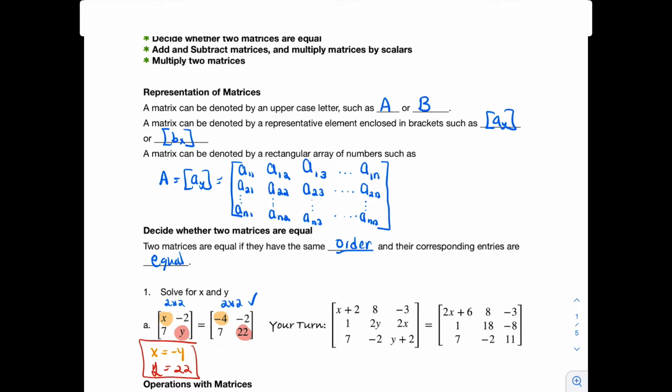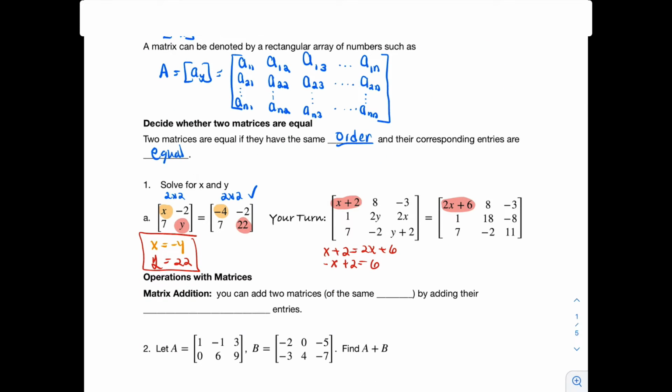You try the next one. Solve for x and y, given that these two matrices are equal. So I can start by taking x plus 2 and setting it equal to 2x plus 6. Get x is equal to -4. Or the other one, you had a 2x in there, you could have said that 2x is equal to -8. Those are corresponding entries as well. And so it doesn't matter which of the x terms I plug in, I still get x must be -4. So those do correspond.